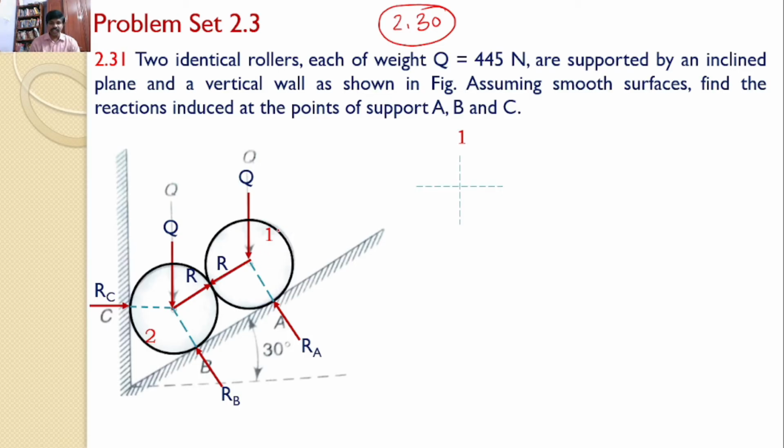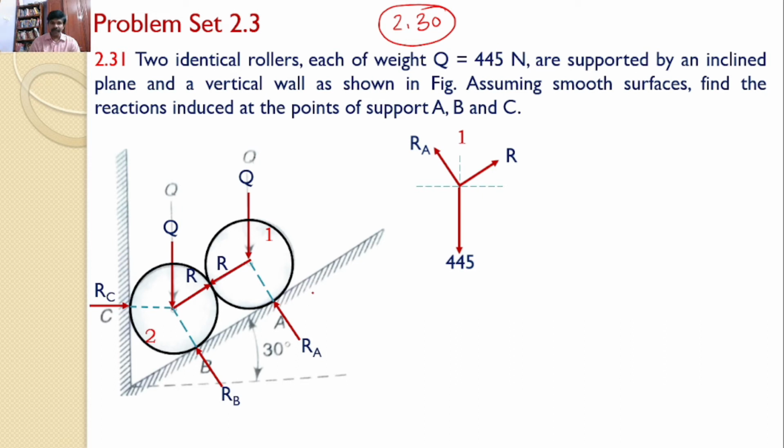What are the various forces? Here three forces are acting on the roller. The first one is the self weight, that is 445. The next force is RA, which is perpendicular to this inclined surface. And the third force is R. This R, it is like this. Now this Q is vertical, but this RA and R are inclined. We need to find the angle.